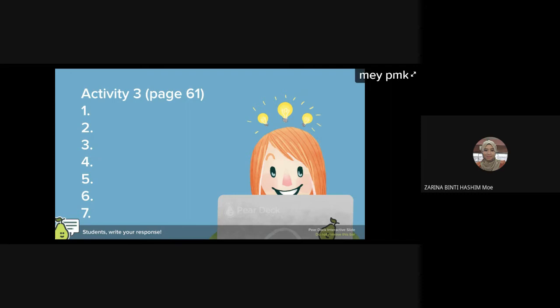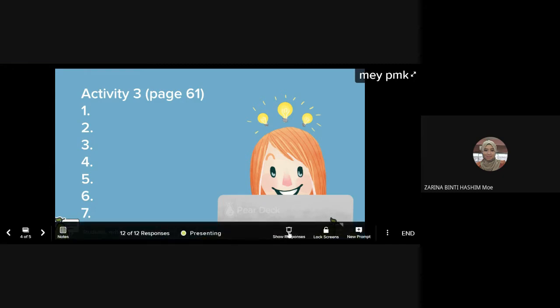is also a consequence, akibat, because many people are using it in Africa. So they said their role in conservation akan meningkat, will improve. So this is also another consequence. So for consequences we must use going to. So that is number 5.